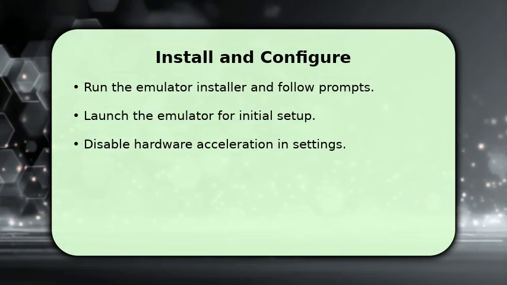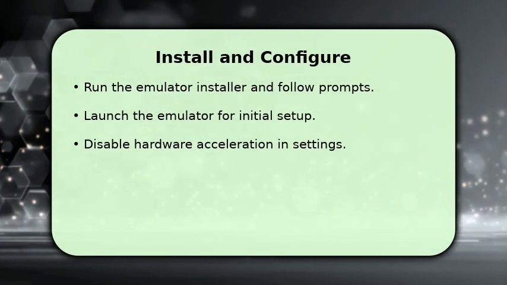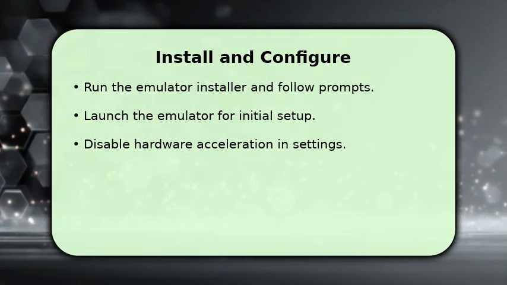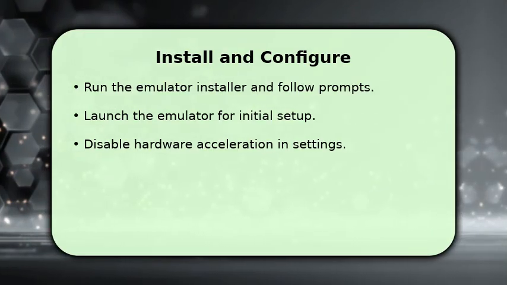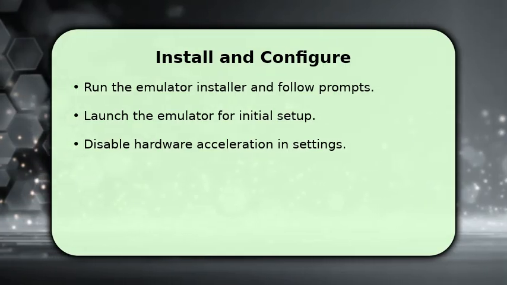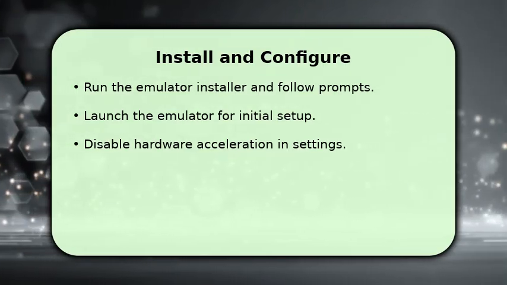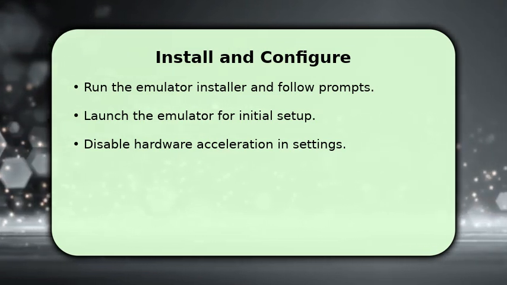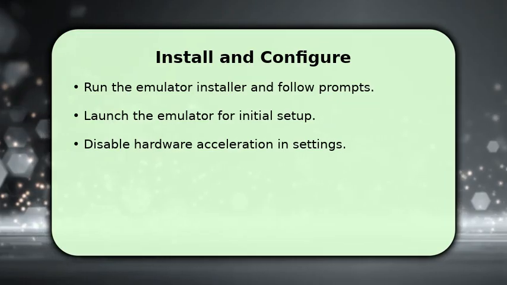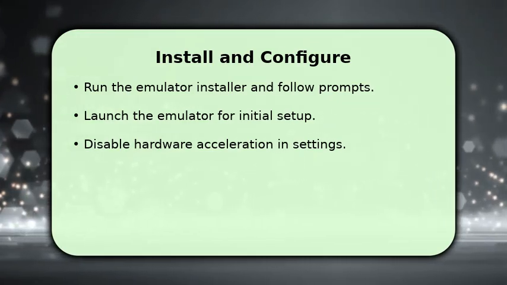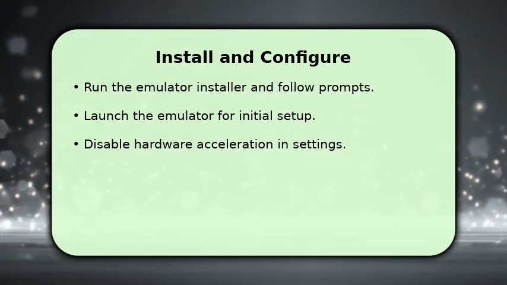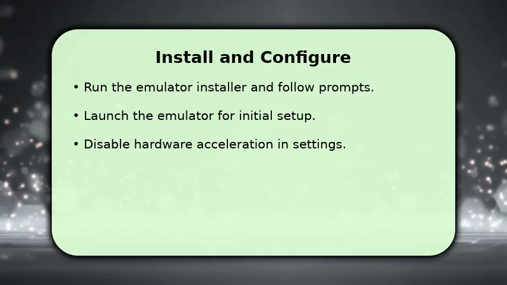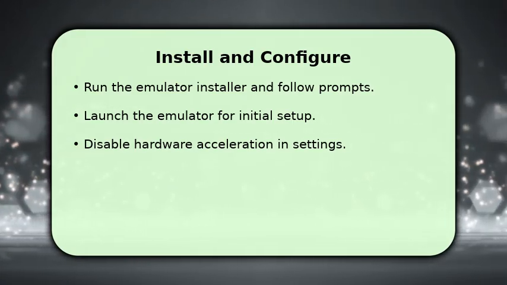After downloading, run the installer and follow the on-screen instructions to install the emulator on your PC. Once installed, launch the emulator. It will guide you through an initial setup, which might include signing in with a Google account. Crucially, navigate to the emulator's settings and ensure that any hardware virtualization or acceleration options are disabled or that it is set to a compatibility mode.